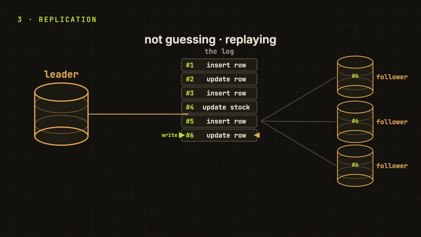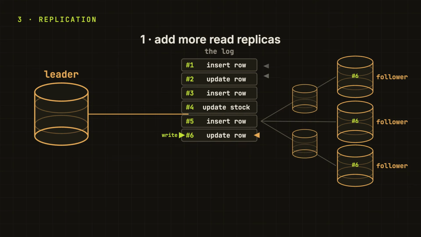And this buys us two things. One, we can now handle far more reads because we can add many read replicas and spread all the read traffic across them, while the leader focuses on writes. Most applications read far more than they write, so this is huge.